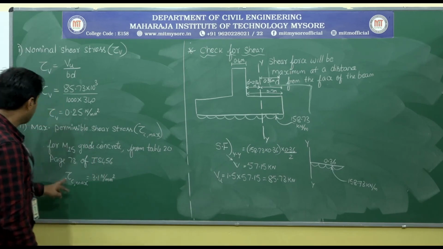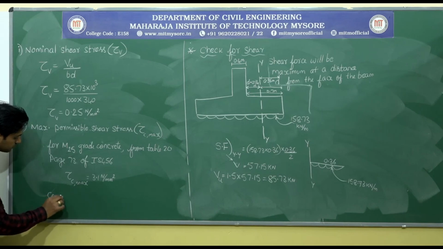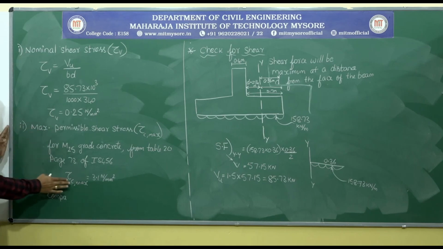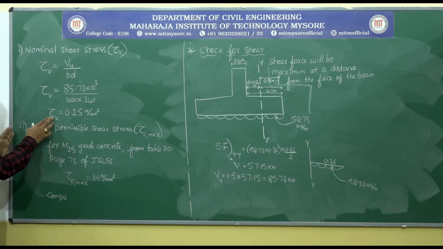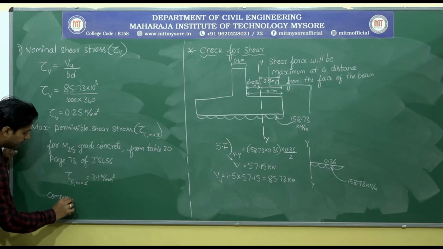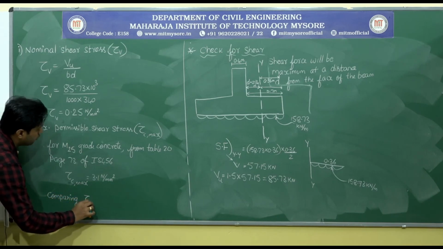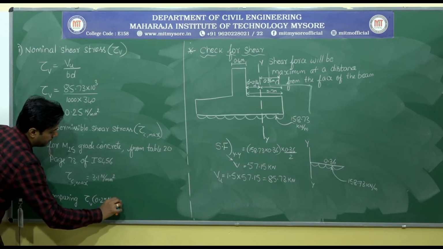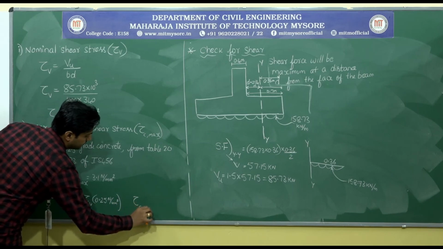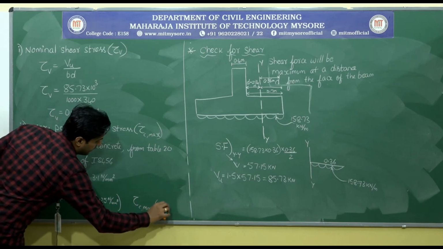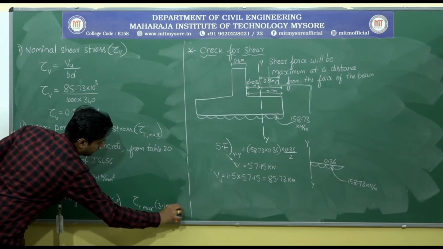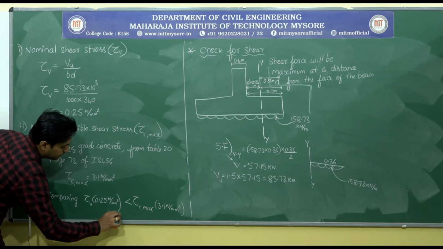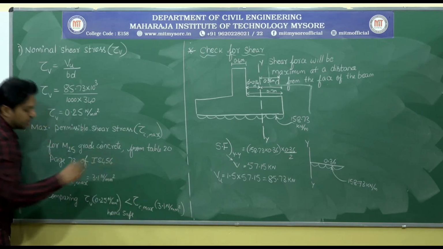Now comparing. This is the value as per our design, and the code suggests this value, so whatever value we get should never exceed this. Comparing tau V, that is 0.25 Newton per mm square, with tau C max, that is 3.1 Newton per mm square, tau V is less than tau C max, hence safe.